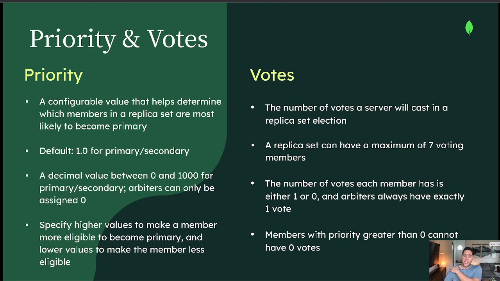So now this brings us to the concept of votes. Votes really refer to how many votes each replica member can cast in the event that an election takes place, voting for which member becomes the new primary. So now with a replica set, we can have up to a maximum of 50 replica members, but it's important to keep in mind that we can only ever have a maximum of 7 voting members.